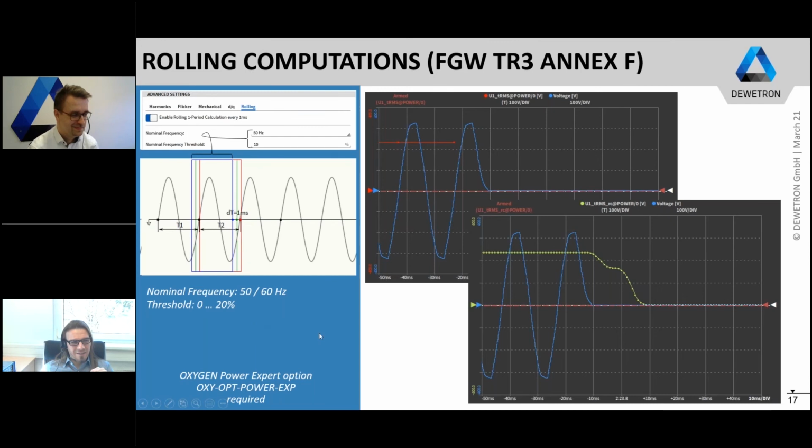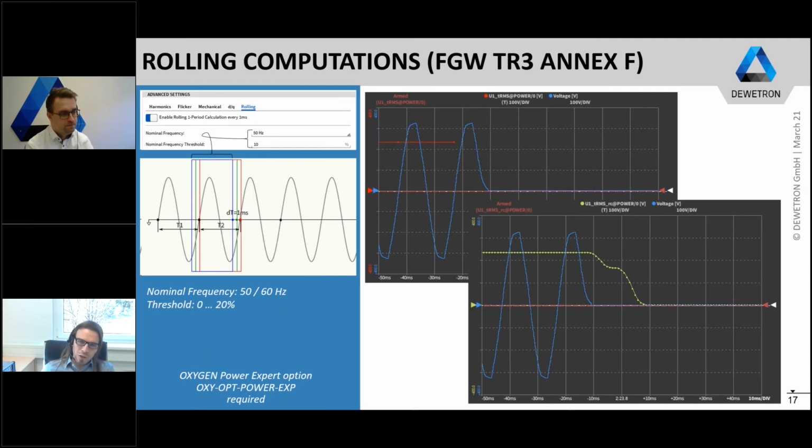To be honest, the rolling computations are no feature of the Oxygen advanced power option, but of the Oxygen expert power option. But I wanted to include them anyway, and quickly describe the calculation behind. What's the reason for the rolling computations and what's the calculation behind?